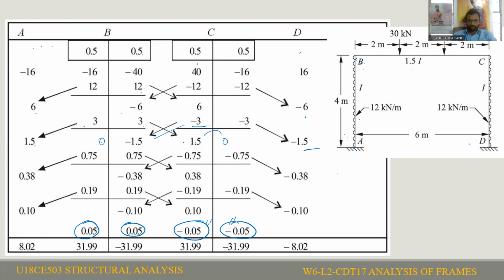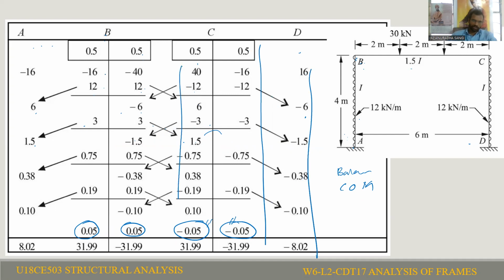Okay, so the steps we need to follow are balancing, carryover. Balancing, carryover. After that, we need to add all the moments at D, all the moments at C, as well as all the moments at B, and you are going to get the final end moments. So these are your final end moments.